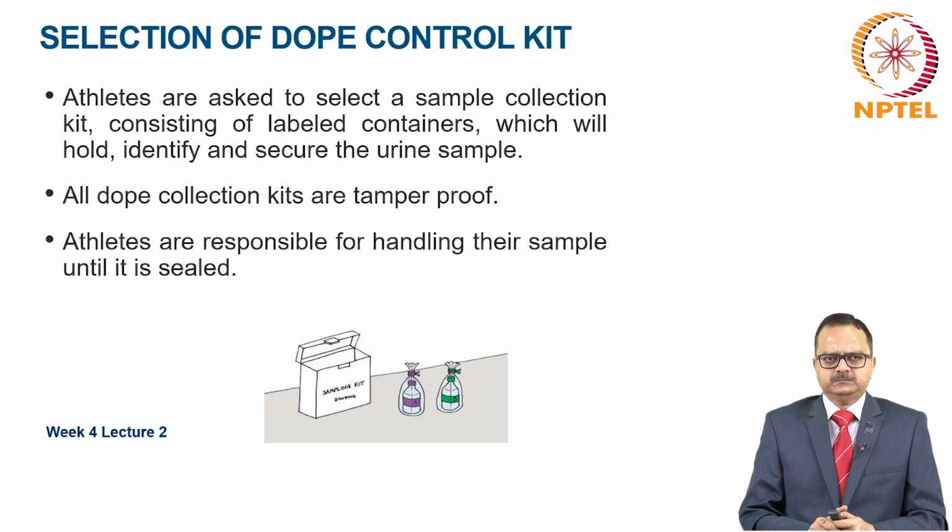Now, the athlete is asked to select a sample collection kit consisting of labeled containers which will hold, identify, and secure the urine sample. All dope collection kits are tamper proof, and athletes are responsible for handling their sample until it is sealed. We will discuss the sample kit in detail a bit later.